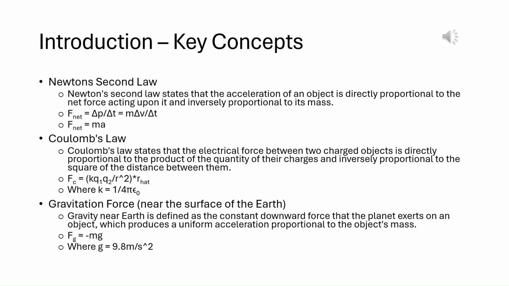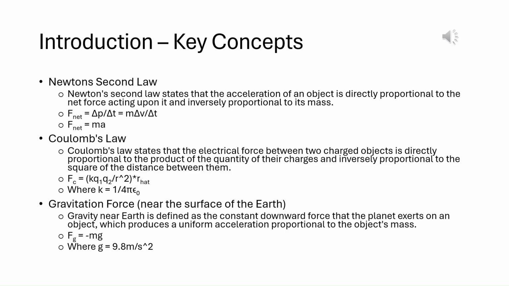There are three key concepts. The first one is Newton's second law, which gives us that F net is equal to ma. The second key concept is Coulomb's law, which states that an electrical force between two charged objects is directly proportional to the product of the quantity of their charges and inversely proportional to the square of the distance between them.